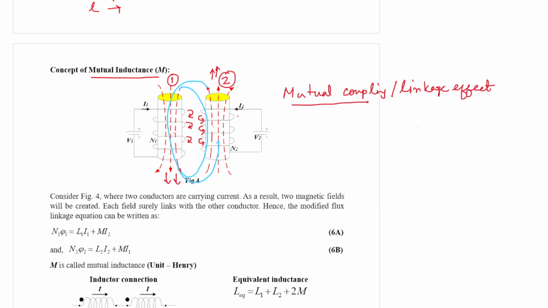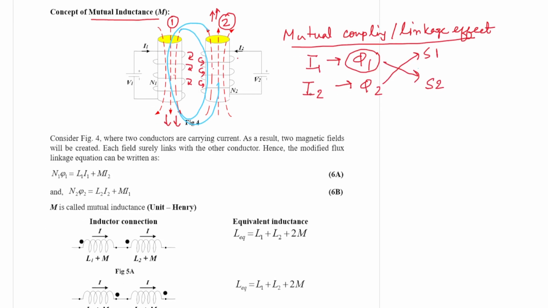What do I mean by that? Let us say current I1 is generating flux phi 1 at solenoid 1 or electromagnet 1, and similarly I2 is generating phi 2 at solenoid 2. Now some part of this phi 1 will be linking to solenoid 2 and some part of this phi 2 will be linking to solenoid 1. So here comes the mutual coupling or mutual linkage effect.